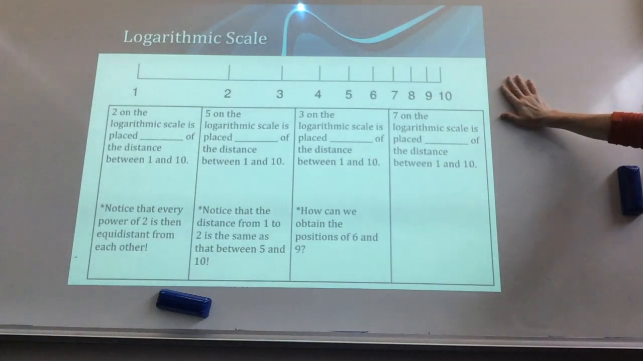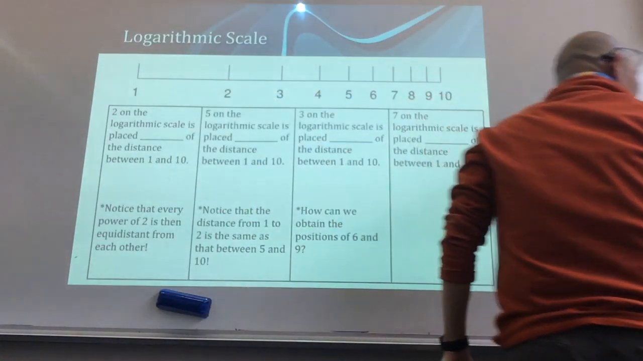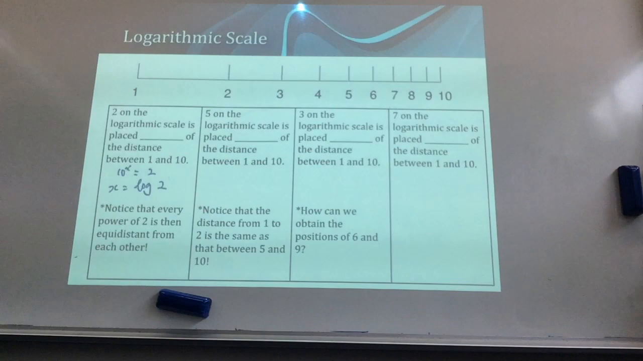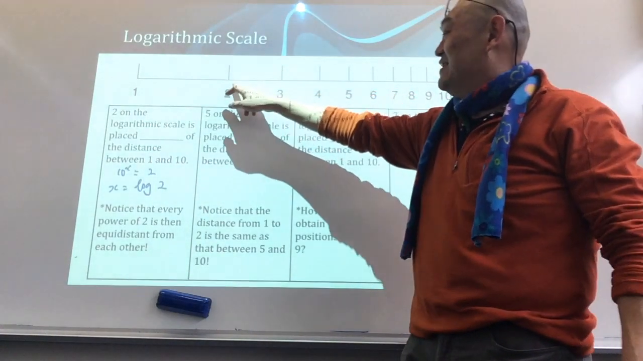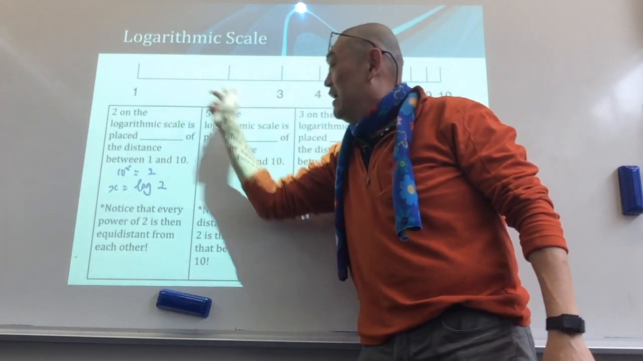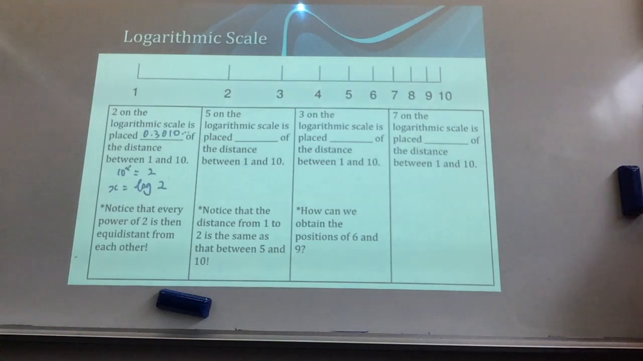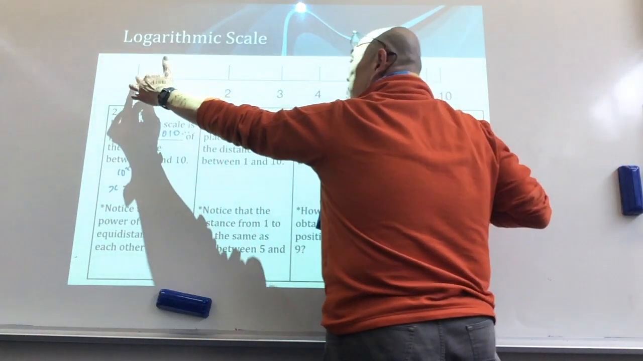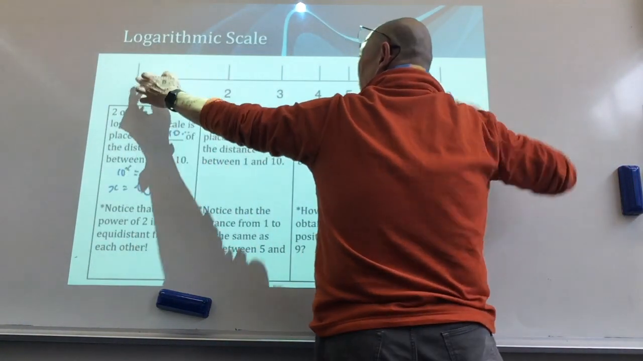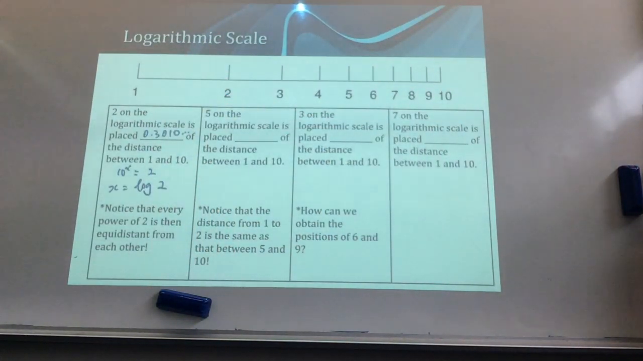Okay. Let's take the log of 2. So, 10 to the power of x is 2. So x is log of 2. So this point here, if it is log of 2, it would be 0.3010. So the distance from here, it occupies 0.3010. Got it? Happy with that?